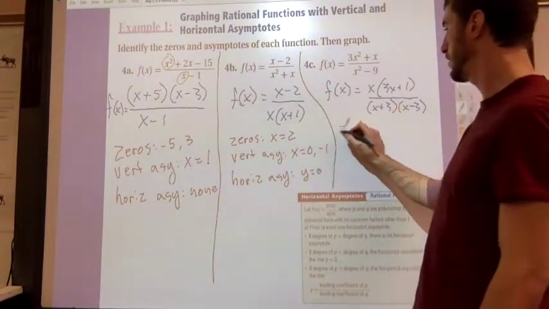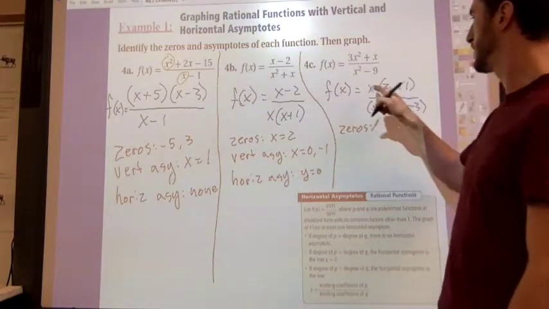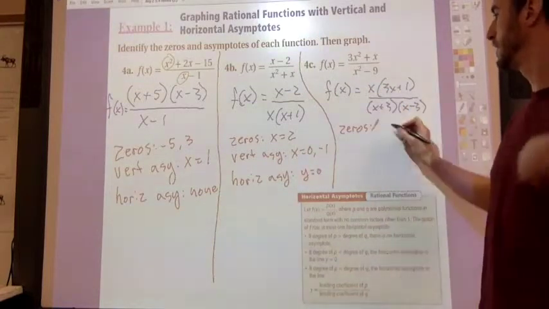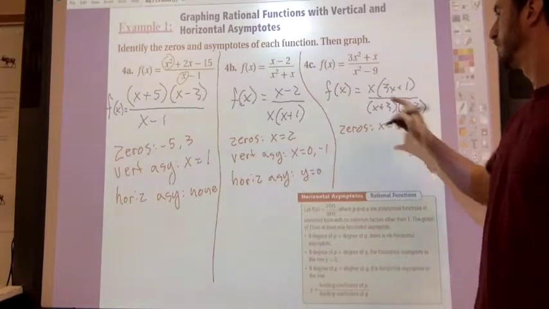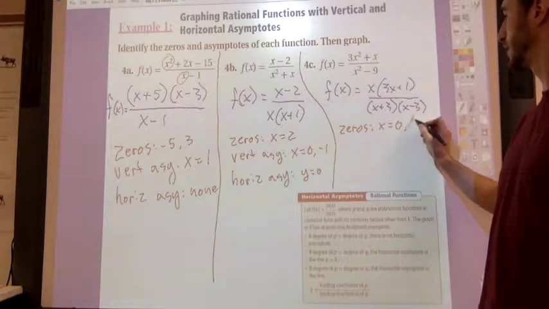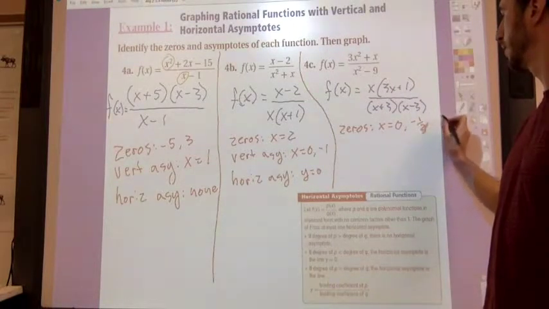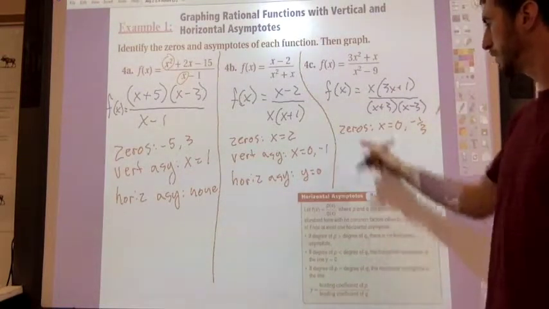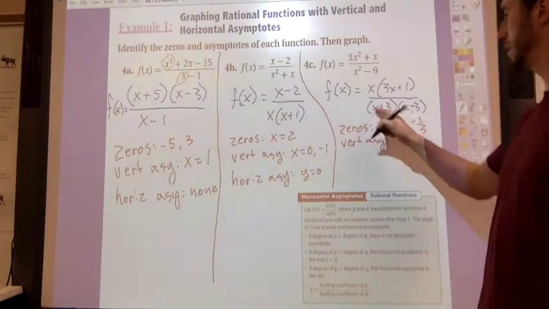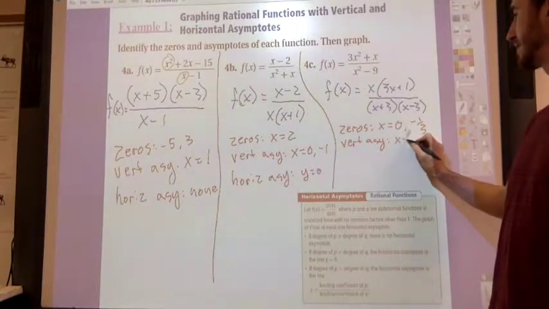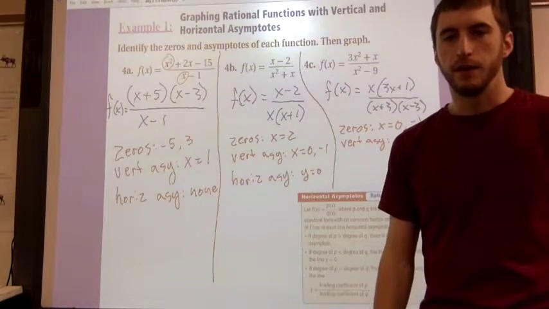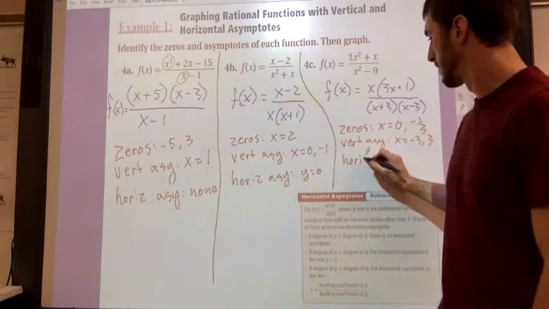So let's find our zeros. We have to set the factors of our numerator equal to 0. So this one is just going to be x equals 0 for that one. And then we set this one equal to 0 and solve for x, and we get -1/3. Okay. So those are our zeros. Then for our vertical asymptotes, we set our denominator factors equal to 0, and we get x equals -3 and +3. And then we got to do our horizontal asymptotes.